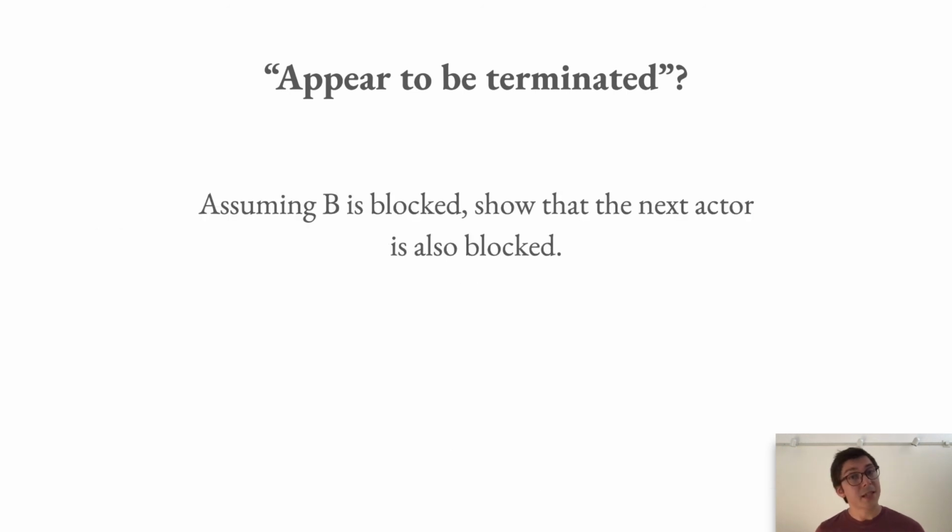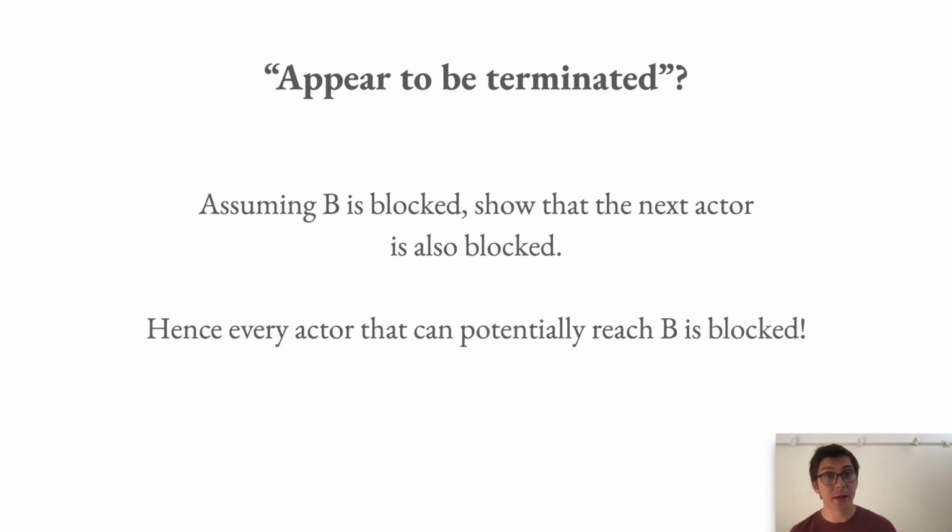So what about the next actor to take a snapshot in S? Well, the proof that it's blocked too is pretty much the same, but now we use the assumption that the first actor B is already blocked. And so proceeding this way, we can conclude that every actor in S is blocked, so they're all terminated.